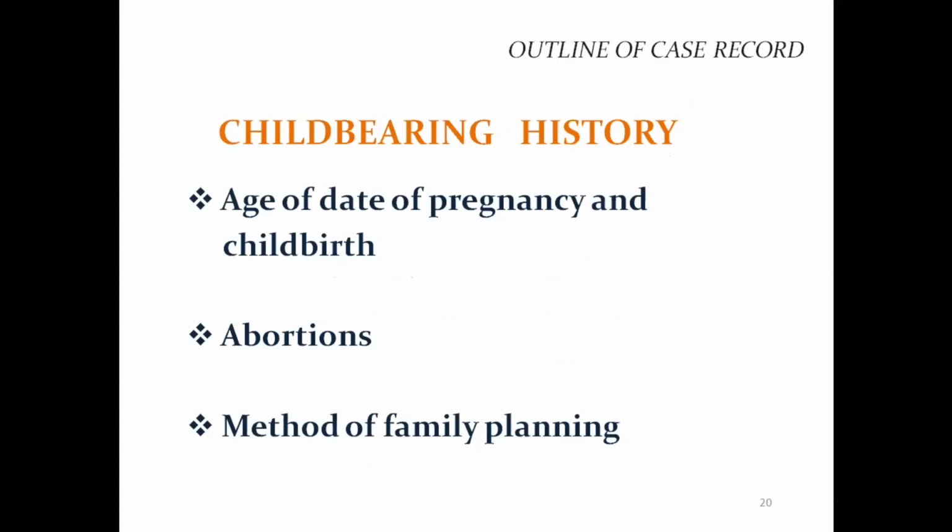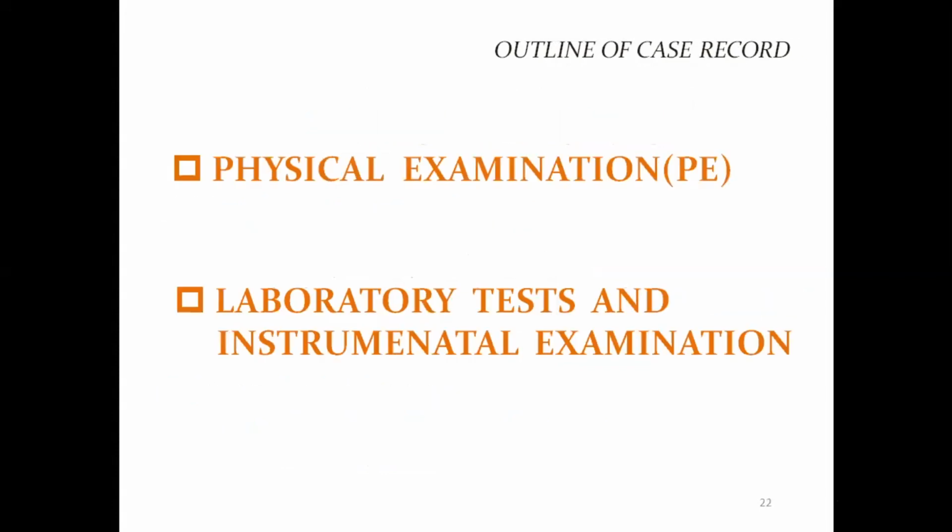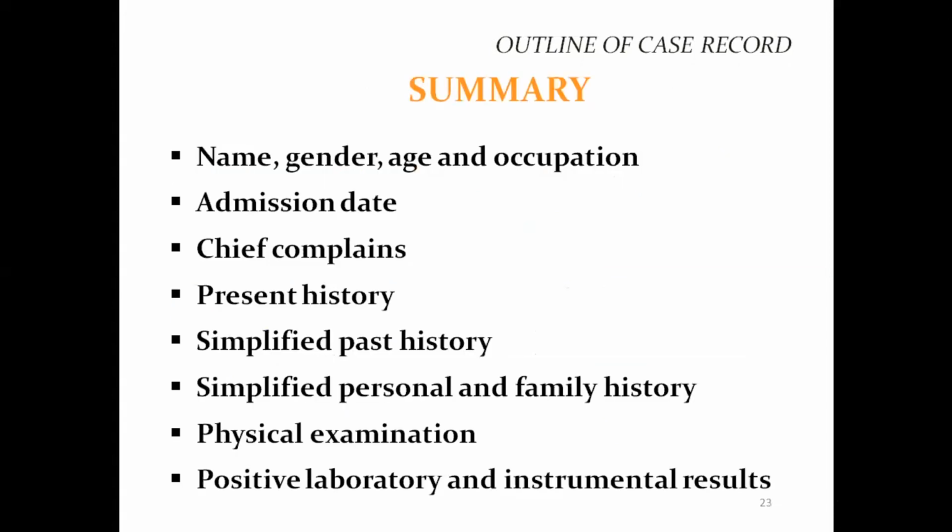Childbearing history: age, date of pregnancy and childbirth, abortion, methods of family planning. You have to also include this in the medical record for females. And family history: history of illness, similar inherited diseases. Family history can give you clues to some diseases that are familial, and then it will be easy for you to diagnose them. And then physical examination, laboratory test and instrumental examination, you should also write.